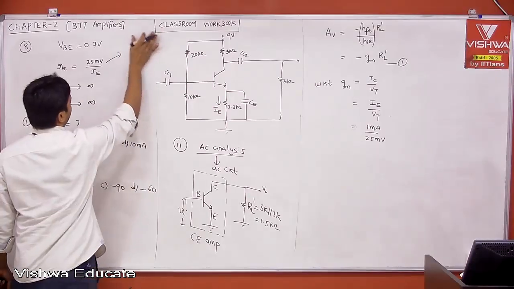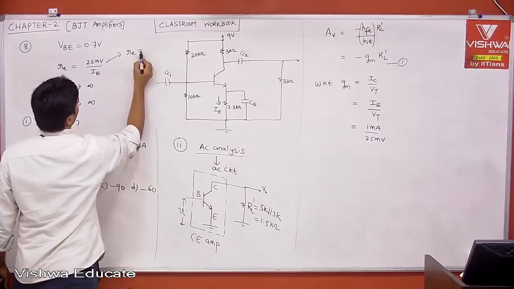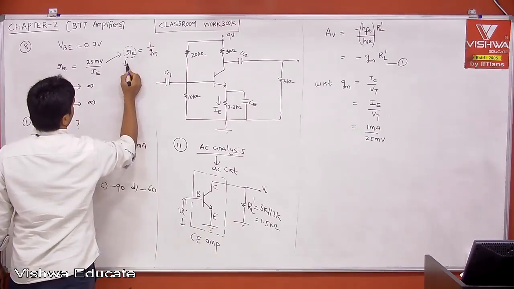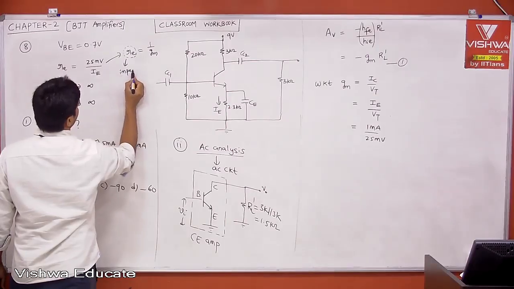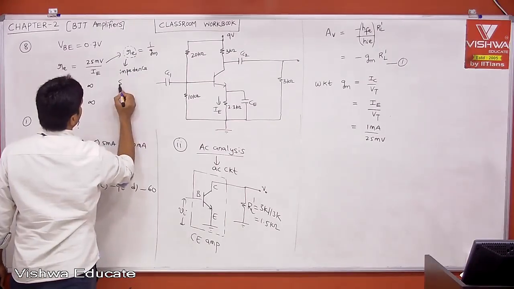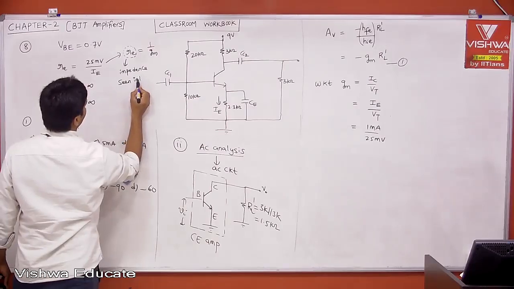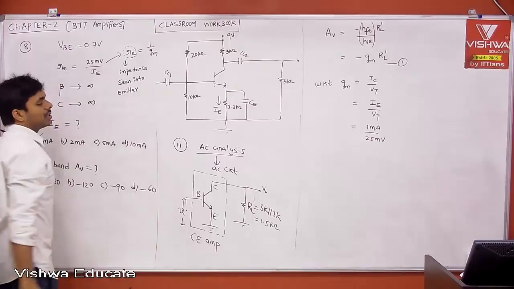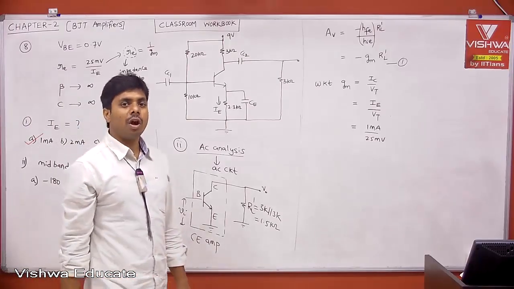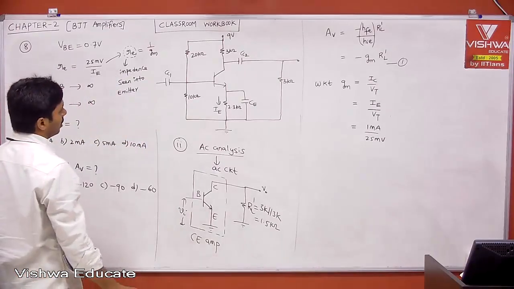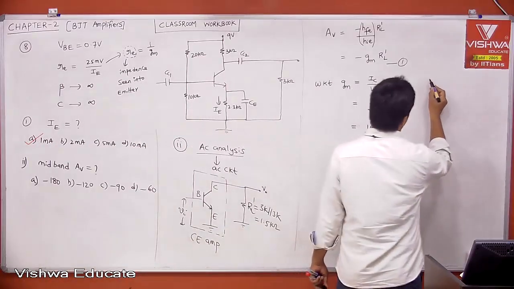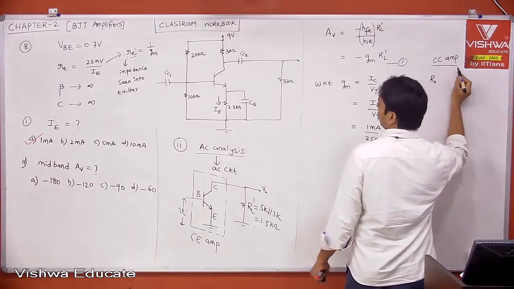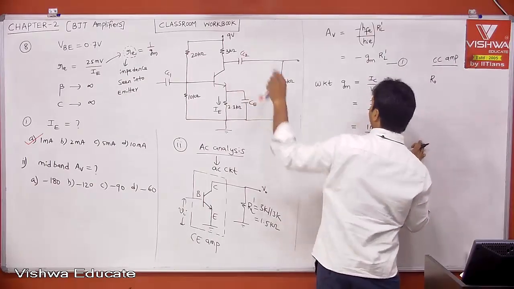Okay, small re is nothing but 1 by gm. Small re is nothing but the impedance or resistance seen into the emitter, which is nothing but your CC amplifier output impedance, which we got, right? What is the CC amplifier output impedance? R naught for the CC amplifier. What is the impedance seen into the emitter? The impedance seen into the emitter is nothing but the output impedance of the CC amplifier.